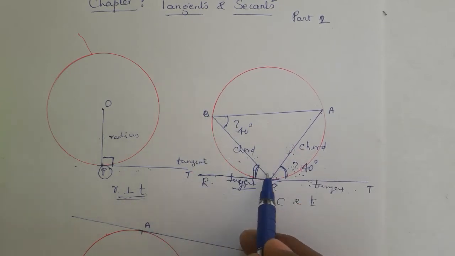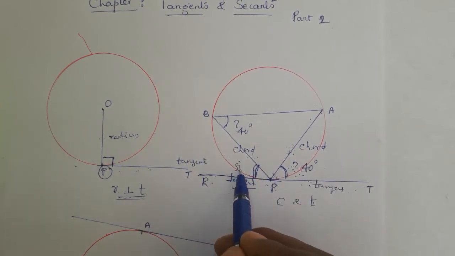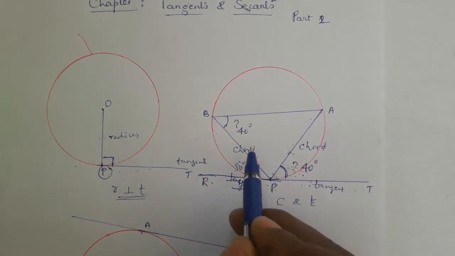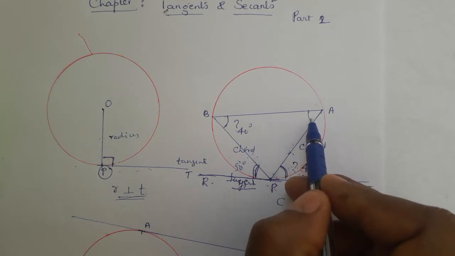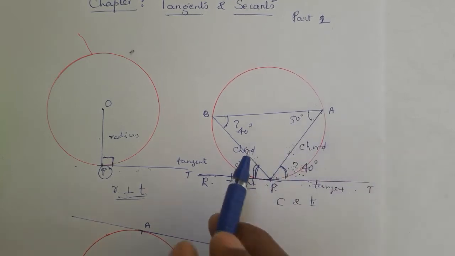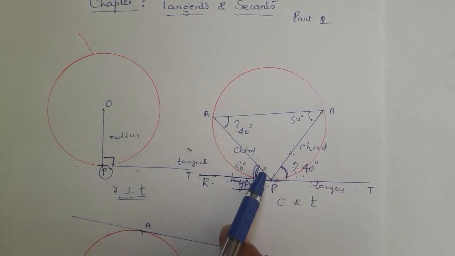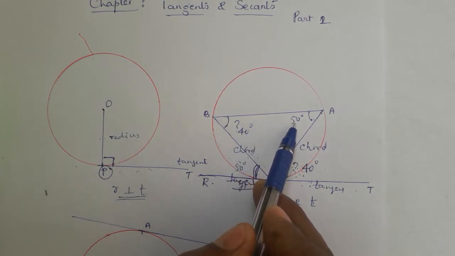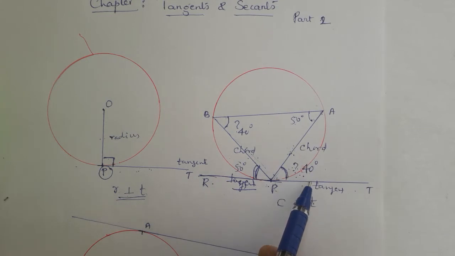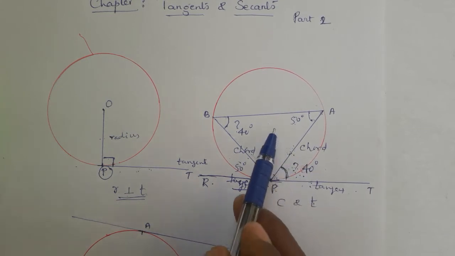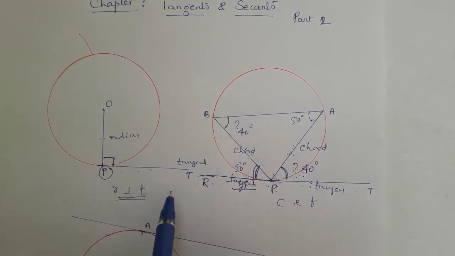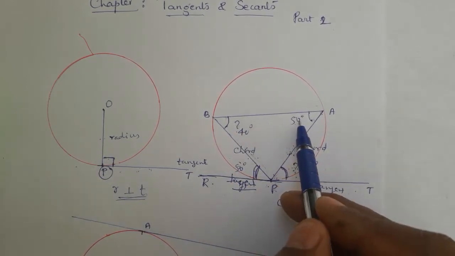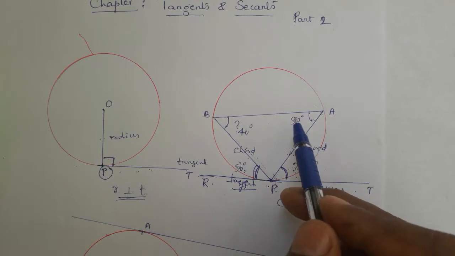Now the BP chord with the tangent, suppose it is 50 degrees. The same BP chord forms the same angle at the circumference also. Therefore, BP chord 50 degrees with the tangent, the same BP chord 50 degrees at the circumference. Here AP chord with the tangent is 40 degrees, the same AP chord with the circumference is 40 degrees. So this 40 is equal to this 40, and this 50 is equal to this 50. So this is called the angle in the alternate segment.